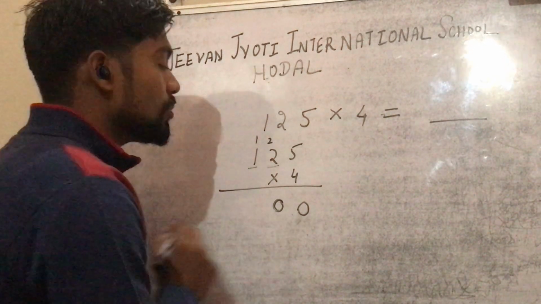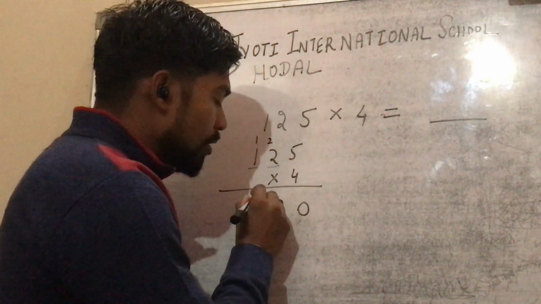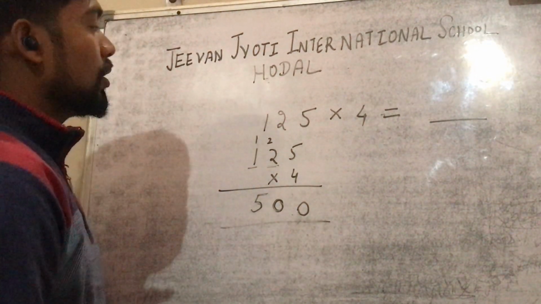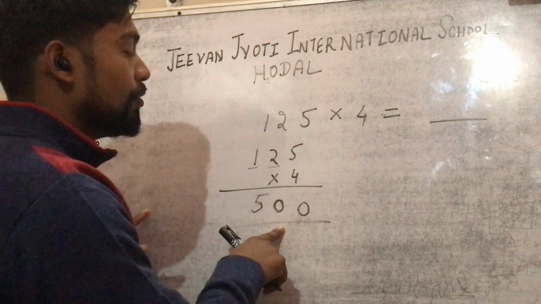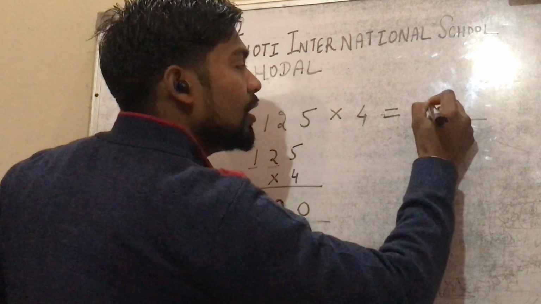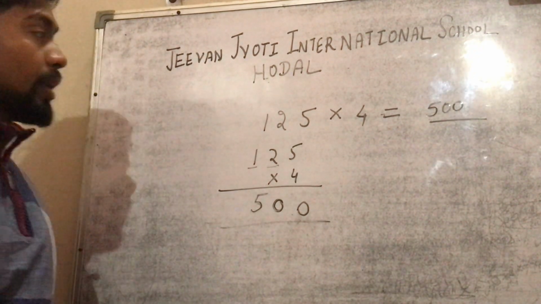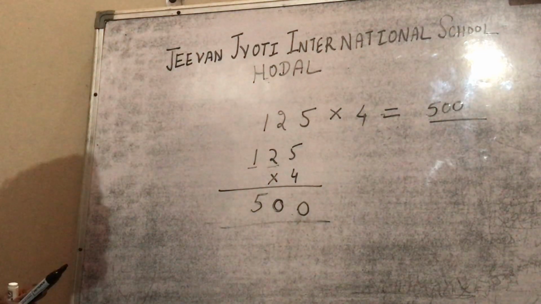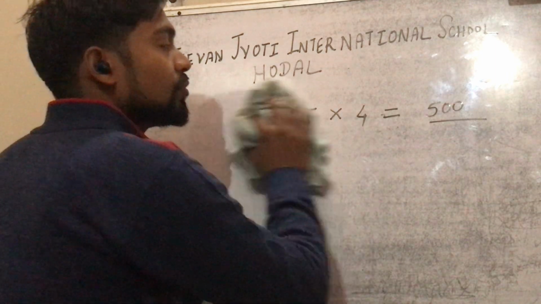So this is the hundreds part. 4 1's are 4 and 1 comes out to be 5. So our product of 125 and 4 is 500. So I will write here 500. Simple. Okay, you all know how to multiply a 3-digit number by a 1-digit number.